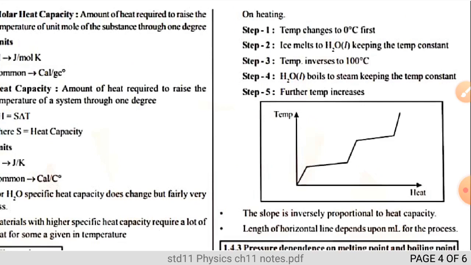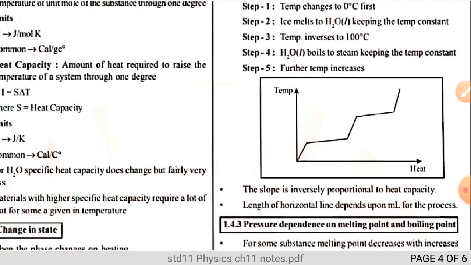Now we have to raise that water temperature to 100 degrees Celsius. At 100 degrees Celsius, H2O liquid boils to steam, keeping the temperature constant, and after that the temperature increases further. So that is the graph of temperature versus heat. The slope is inversely proportional to heat capacity, right? The length of the horizontal line depends upon mL. mL is latent heat, the energy required to change its state, right?